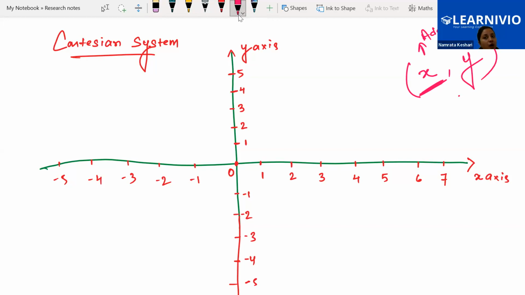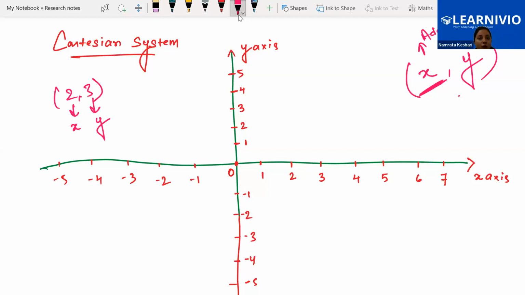This is the format of writing the address: we write it in a small bracket, with the first number, then a comma, then the other one. The first one will always represent the number on the x-axis, and the next one will represent the y-axis. We need to create a standard format so that anyone in the whole world, if we say (2,3), can understand that 2 is the number on the x-axis and the y-axis number is 3.